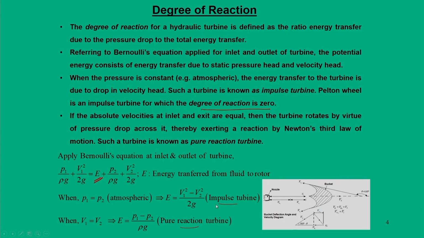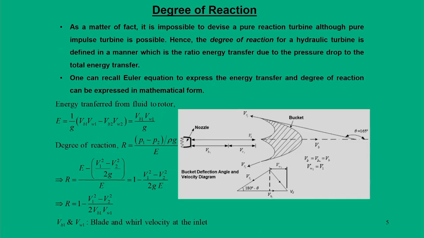Here, if you see this particular diagram, this is for a Pelton wheel. We can see that there is a nozzle. That nozzle essentially gives the necessary water jet for running the buckets of the wheel. That means velocity is getting converted to energy transfer to the rotor. Now, since we cannot have completely pure reaction turbines, we define this degree of reaction.